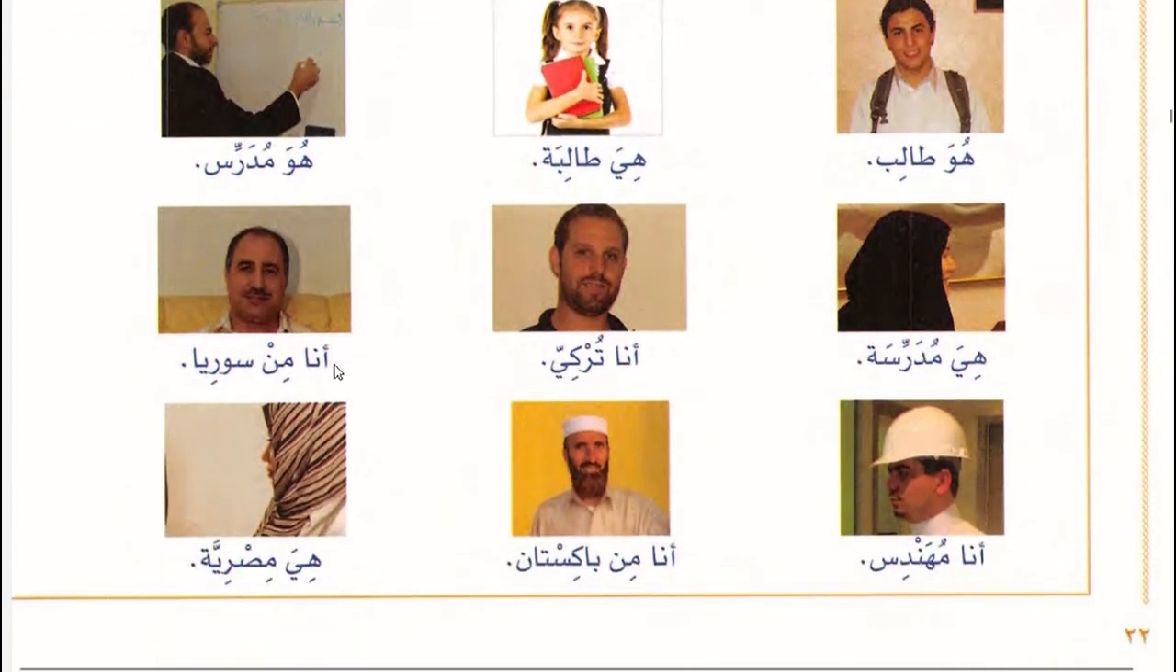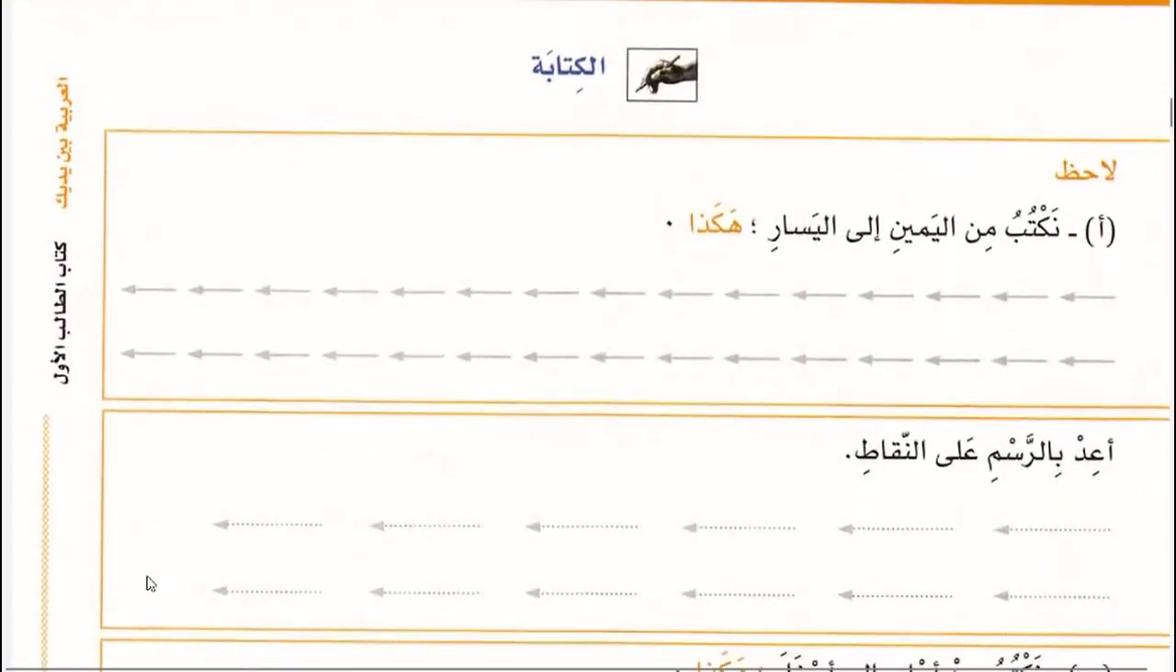Ana Turki, I am Turkish. Ana min Suriya, I am Syrian. I am from Syria. Ana muhandis, I am an engineer. Ana min Pakistan, I am from Pakistan. Hiya Misriya, she is Egyptian.